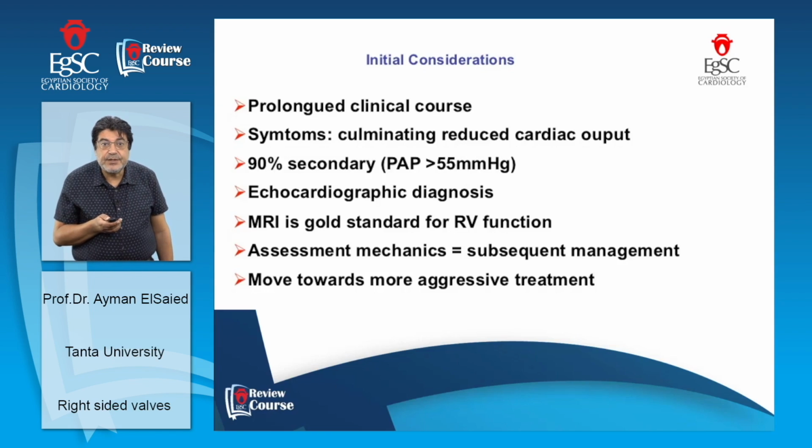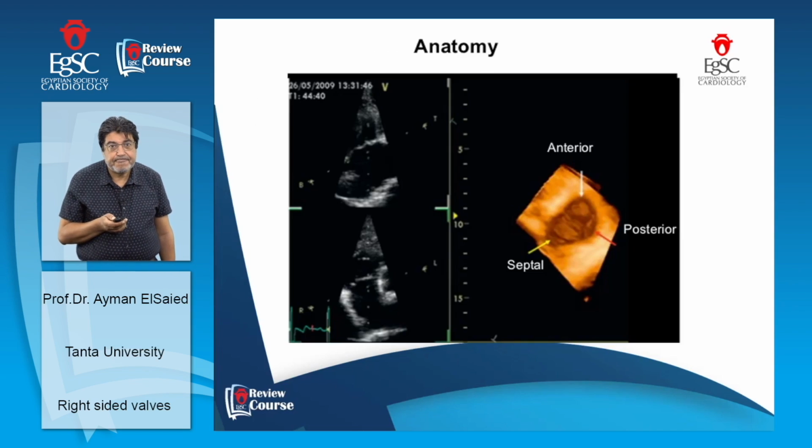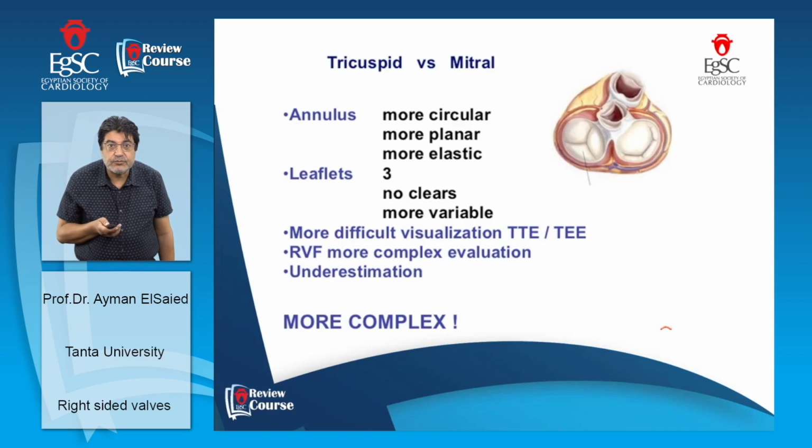The initial considerations in surgical repair are a prolonged clinical course, presence of symptoms of reduced cardiac output, presence of secondary pulmonary artery pressure elevation, and evaluation by MRI, which is the gold standard for assessment of RV function. This is an example of three-dimensional echocardiography for evaluation of the leaflets: the anterior one, the septal one, and the posterior one.